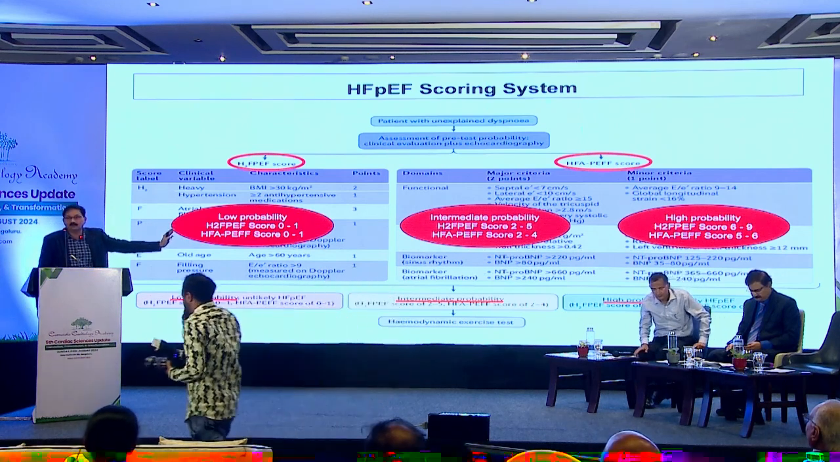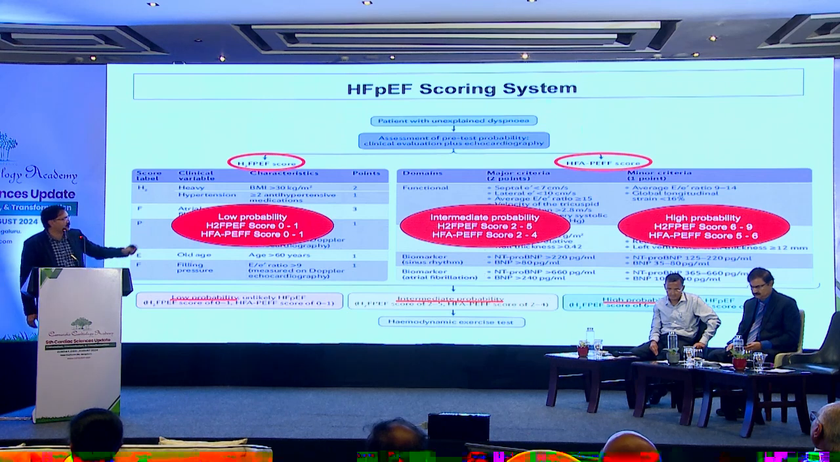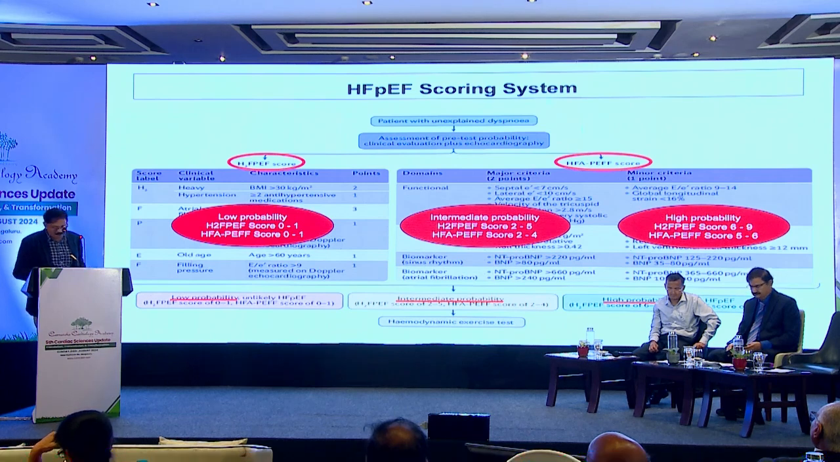Intermediate probability is a score of 2 to 5 in the H2FPEF score, and an HFA-PEF score of 2 to 4 indicates intermediate, and of course, high probability is if the score is 6 to 9 in the H2FPEF score, or 5 to 6 in the HFA-PEF score.